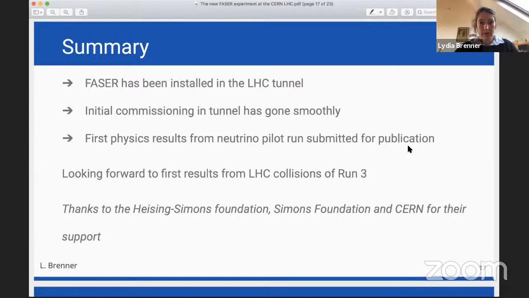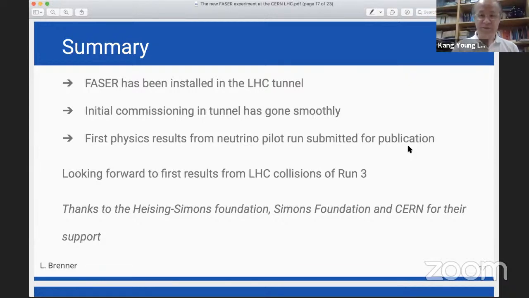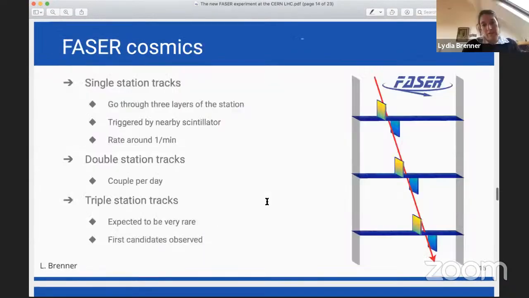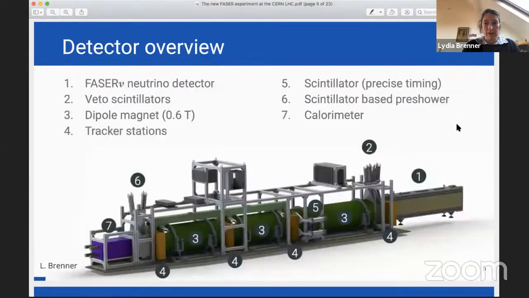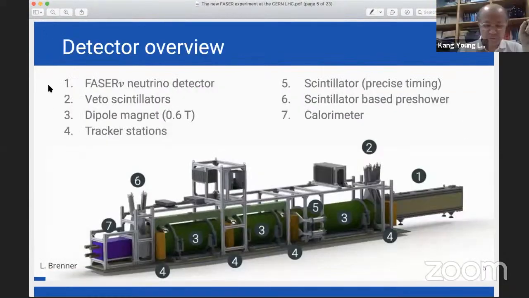Okay, any other questions? Okay, let me ask one question. FASERnu is a very small detector, but FASER is a much bigger detector, right? Yeah, FASERnu is just a small part of the full detector.